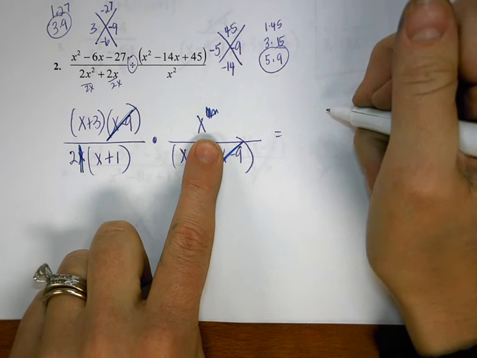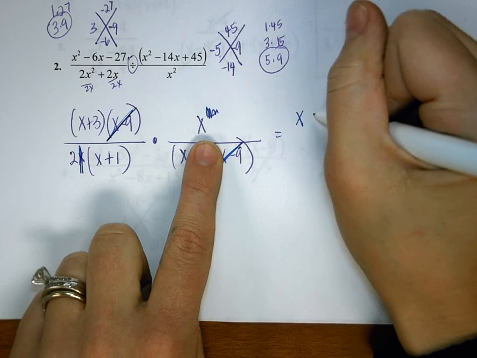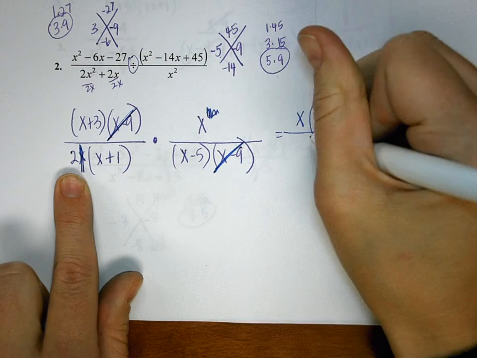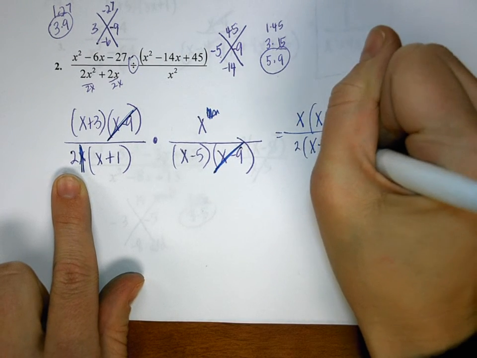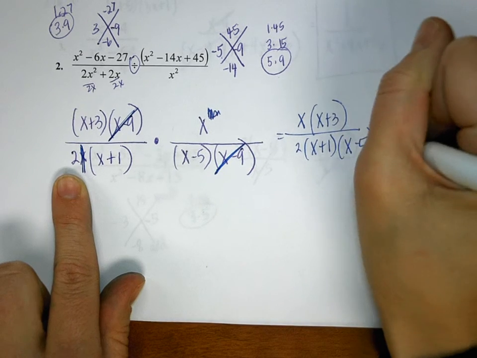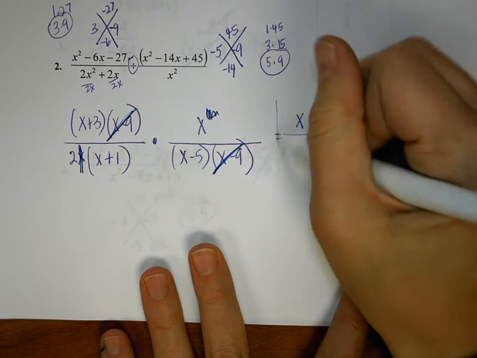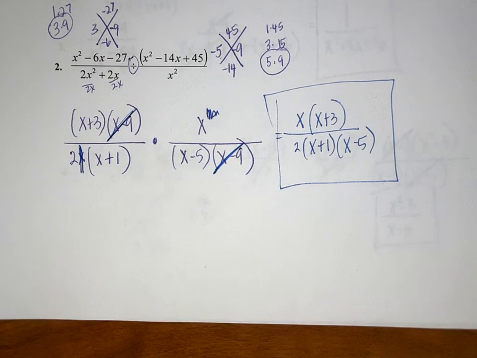Always, if you have something single like this, you bring it to the front. So we have x times x plus 3 over, and on the bottom I have a 2, and then an x plus 1, and an x minus 5. And you can always double check, and if you have to reduce more, you can. But in this case, you can't. So that is your final answer.